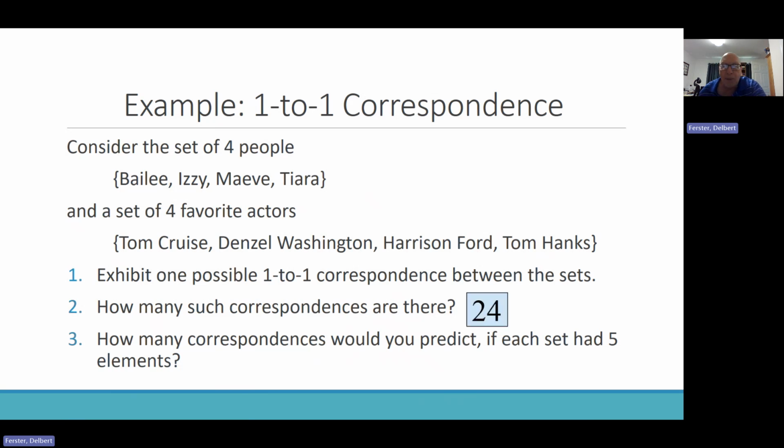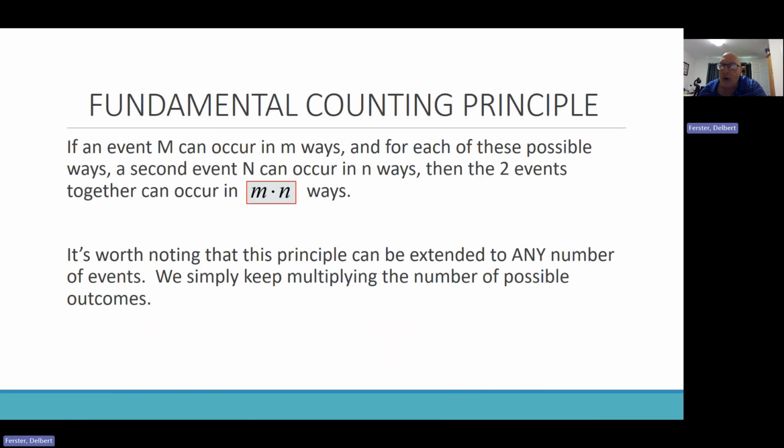If there were five in each set, the first would have five choices, the next would have four, then three, then two, then one. 5 times 4 times 3 times 2 times 1, you guessed it, is 120. For those of you who met factorials back in high school, that's exactly what you see here. 4 factorial is 24, 5 factorial is 120. What did you just do? You just did the fundamental counting principle.